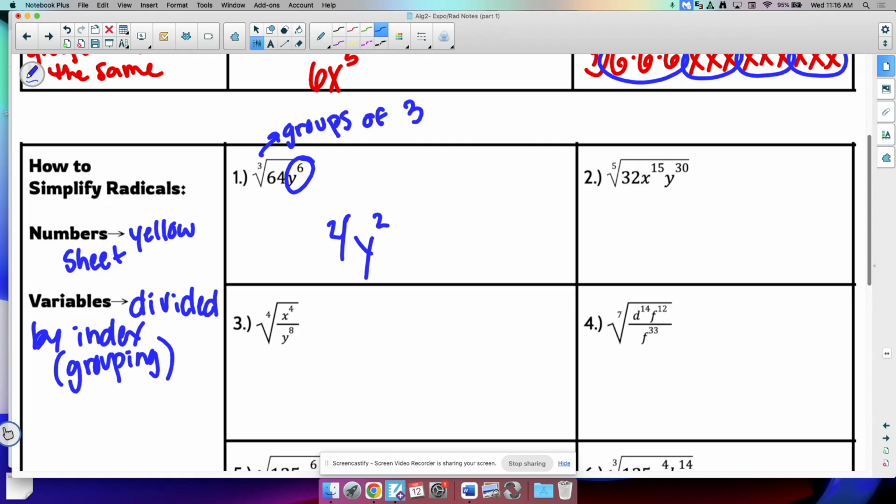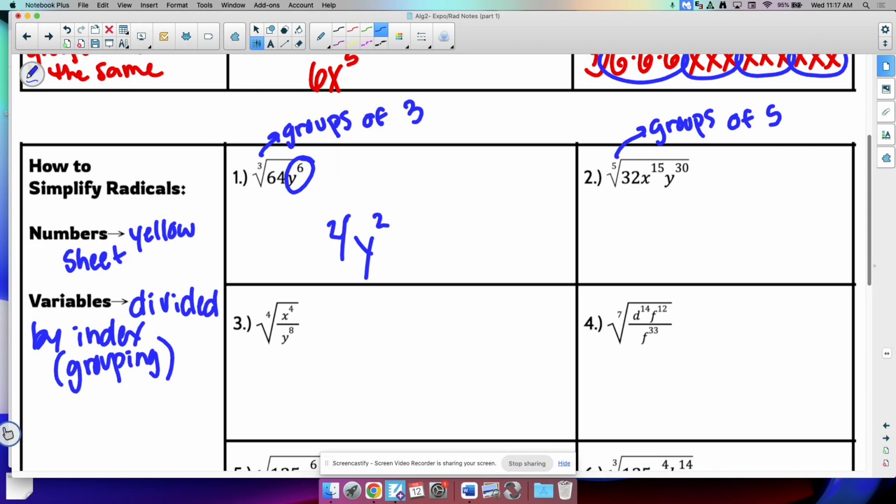Okay, next one. What's our index? What's the little number in the nook? 5. So with this fifth root, it means we want groups of 5, because a fifth root is trying to undo a fifth power. Fifth powers means I'm putting 5 together at a time. Number-wise, you look at your yellow sheet. 32. Can I take the fifth root of 32?